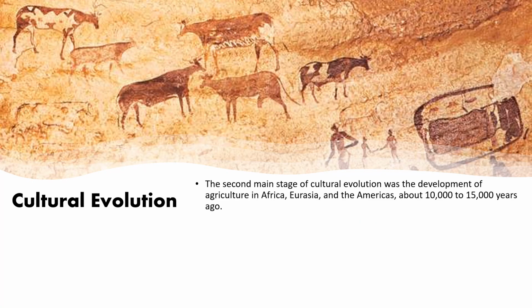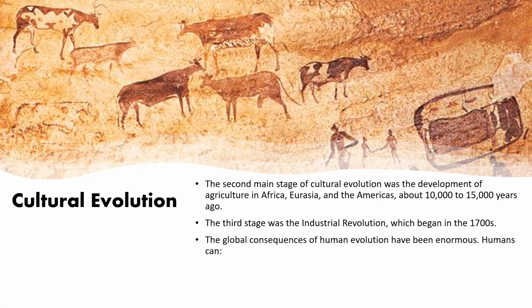The second major stage in the cultural evolution of humans was the development of agriculture, and this happened about 10 to 15,000 years ago in Africa, Eurasia, and the Americas. After this second main stage, which lasted for a long period of time, we get to the third stage, which was the Industrial Revolution. This was a time when we started to industrialize our world, started using fossil fuels as an energy source, and ultimately started to really change our planet.